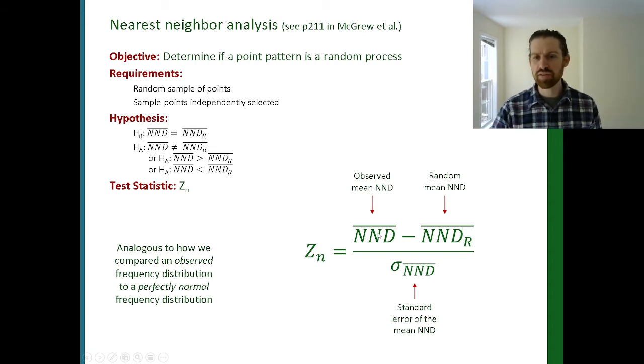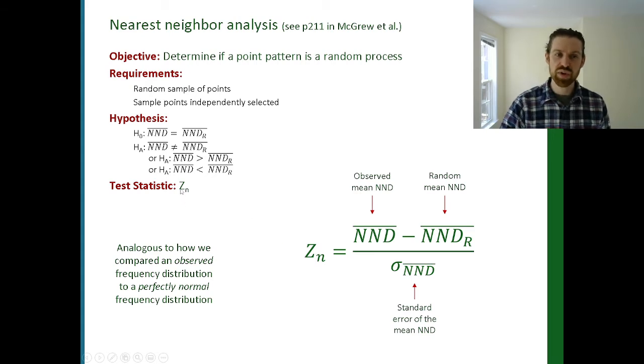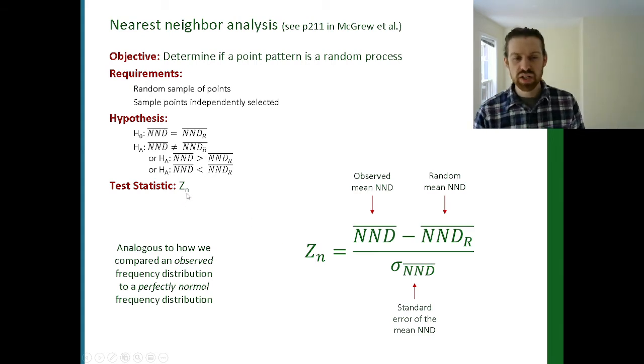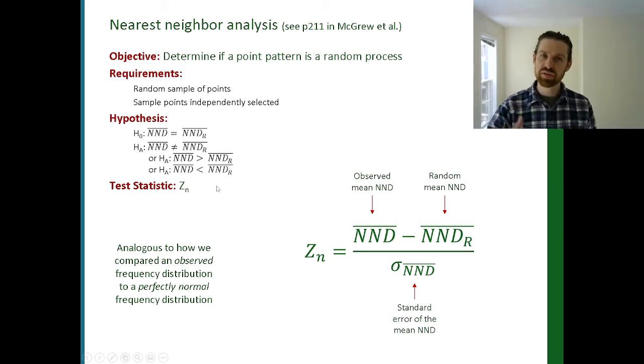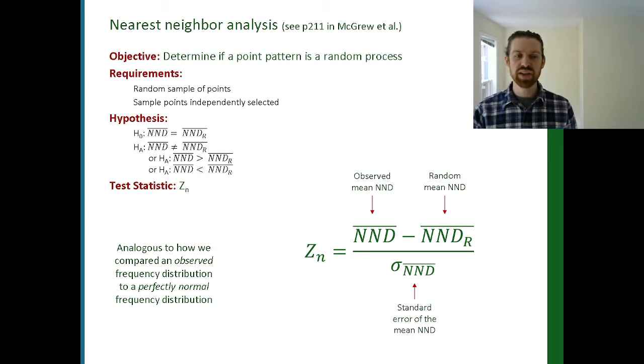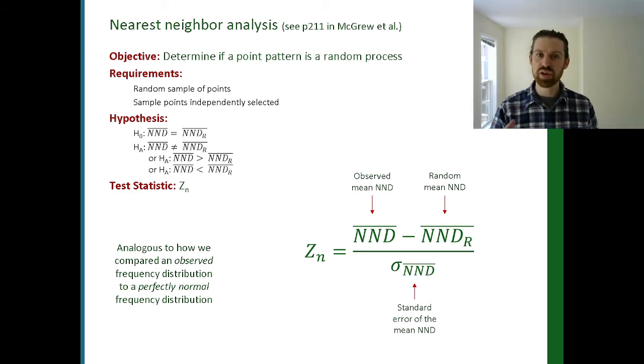Essentially when we've got that information, the random mean metric and the observed mean metric, we can subtract one from the other and divide it by the standard error of the mean for the nearest neighbour distance, and we get this ZN test statistic here, which we're able to obtain a p-value for, in order to assess if we think that the results have just occurred by chance or whether there's some sort of other significant effect that's taken place. This is analogous to how we compared observed frequency distributions in the previous classes against perfectly normal frequency distributions.